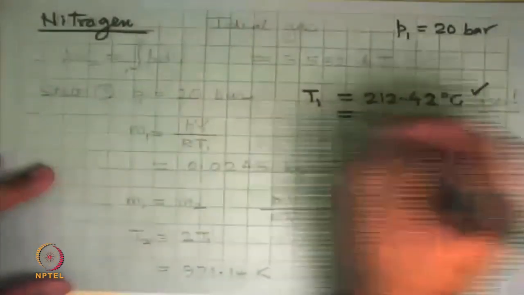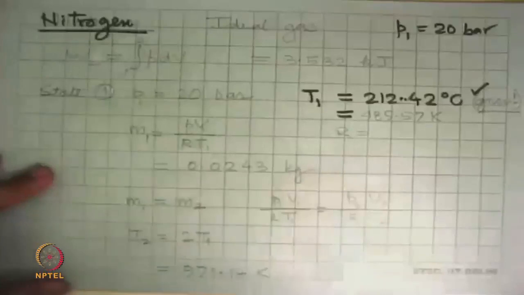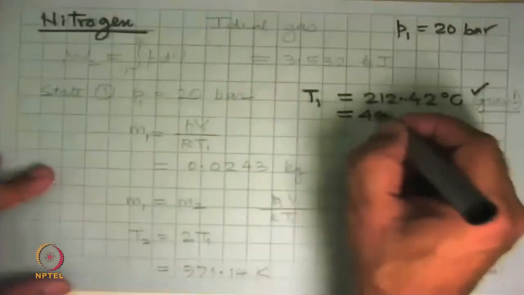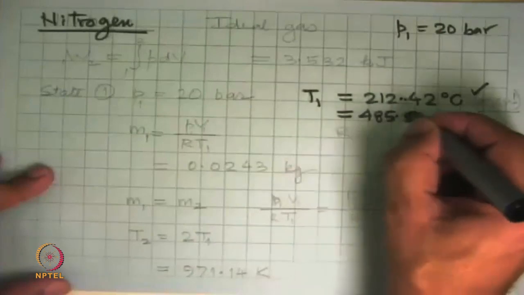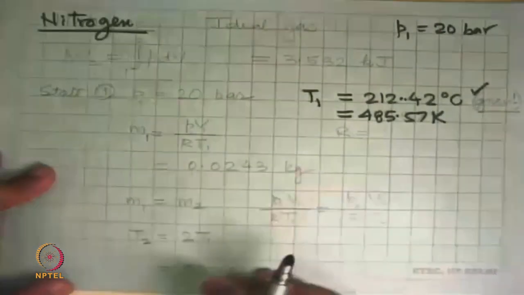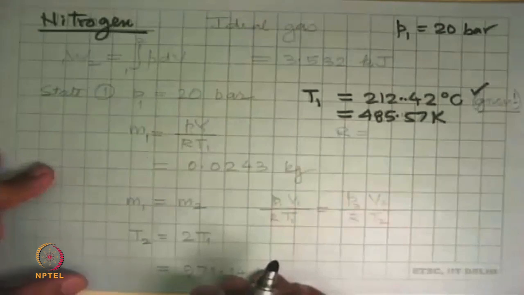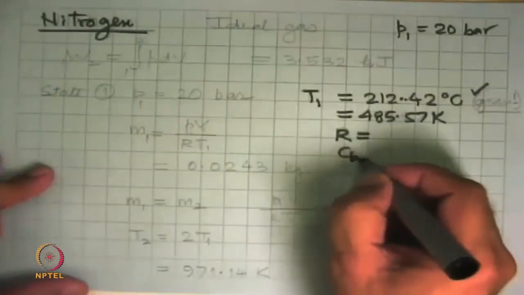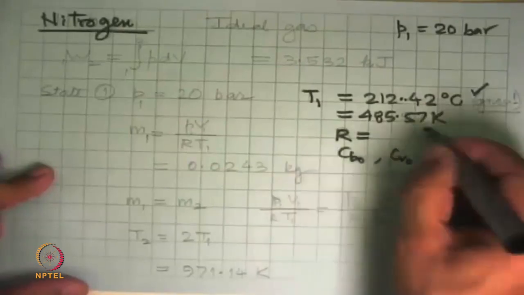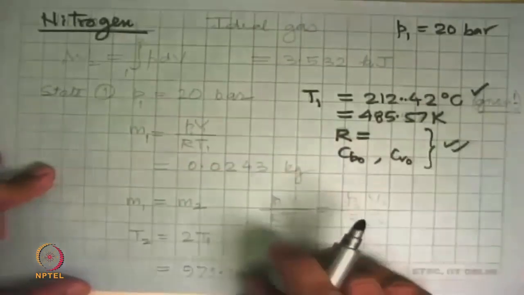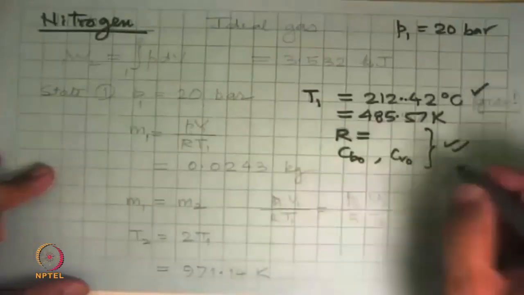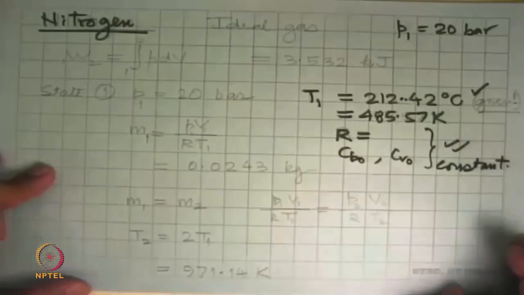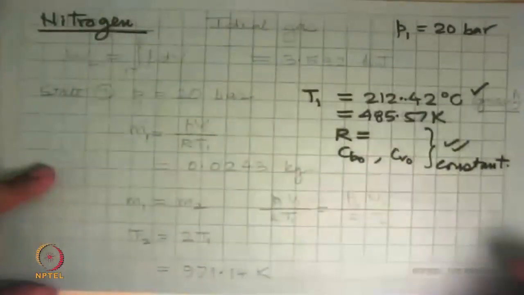In the ideal gas equation of state, remember all temperatures have to be in absolute values, Kelvin. So we immediately convert this into 485.57 Kelvin. We will need values of the gas constant for nitrogen, maybe Cp0, Cv0. These are all given in property tables, and we take these to be constant for the entire states that the process undergoes.